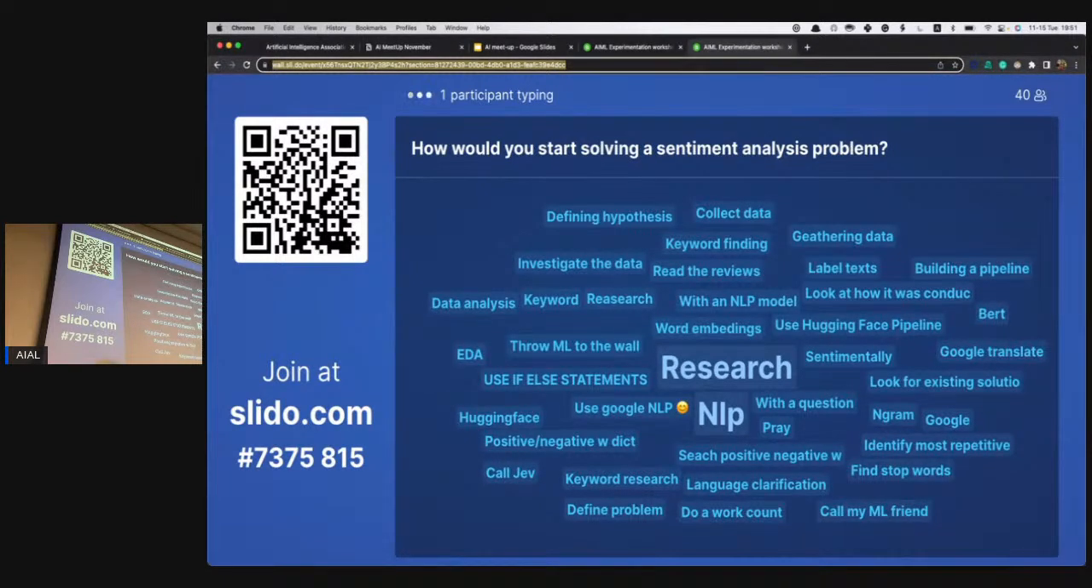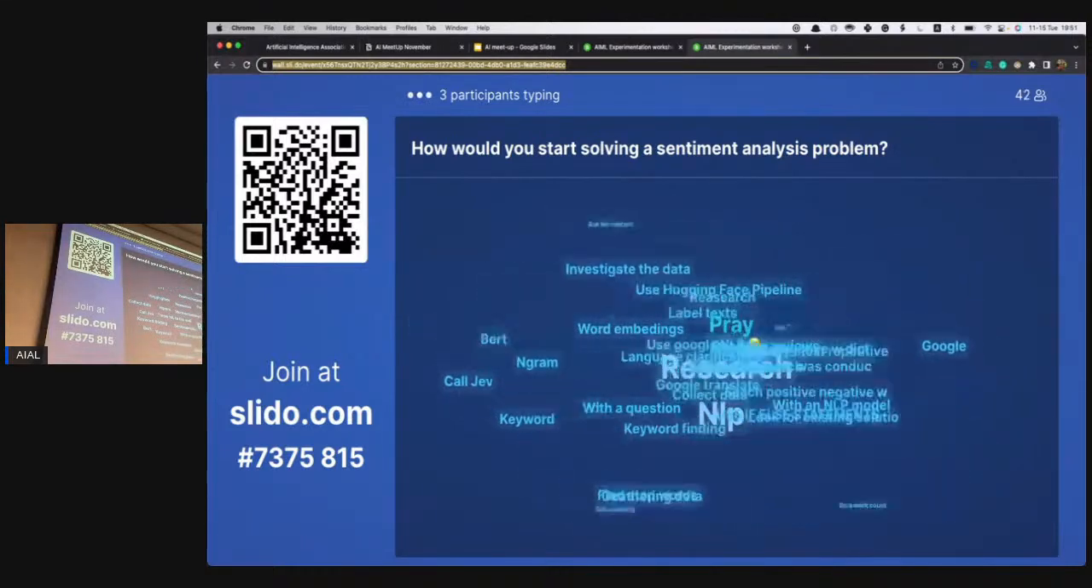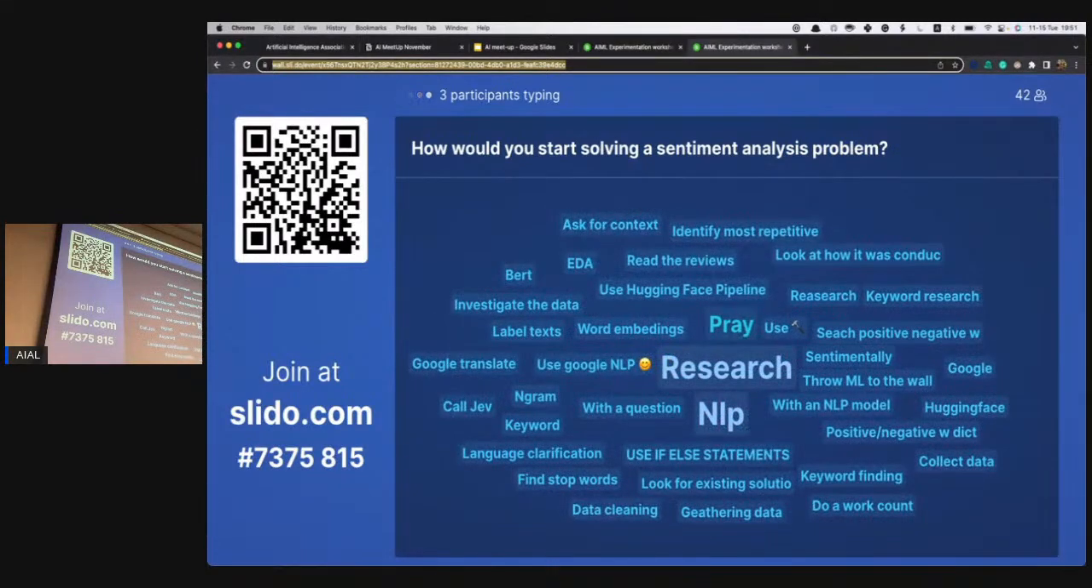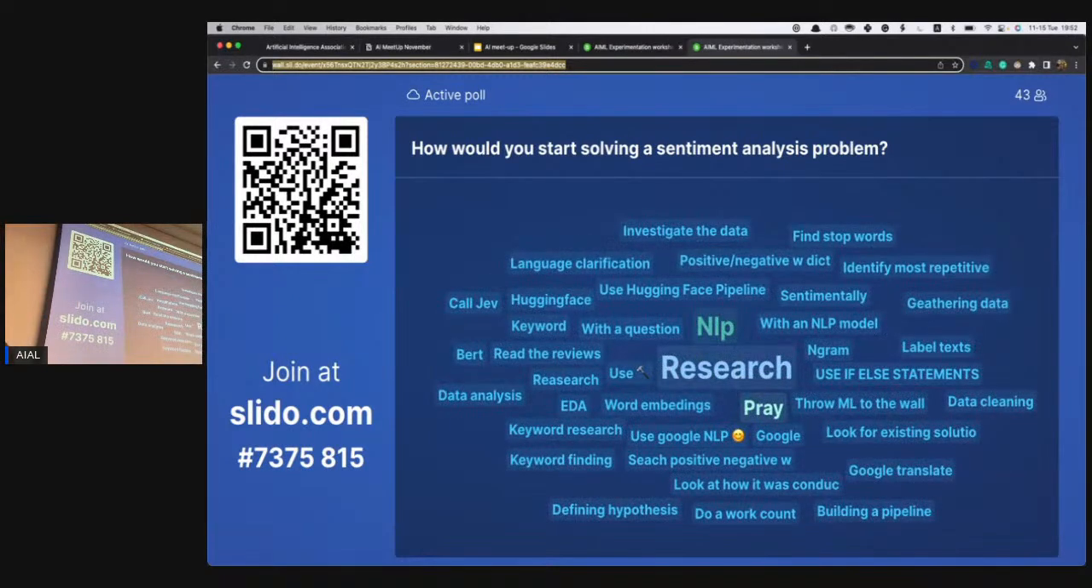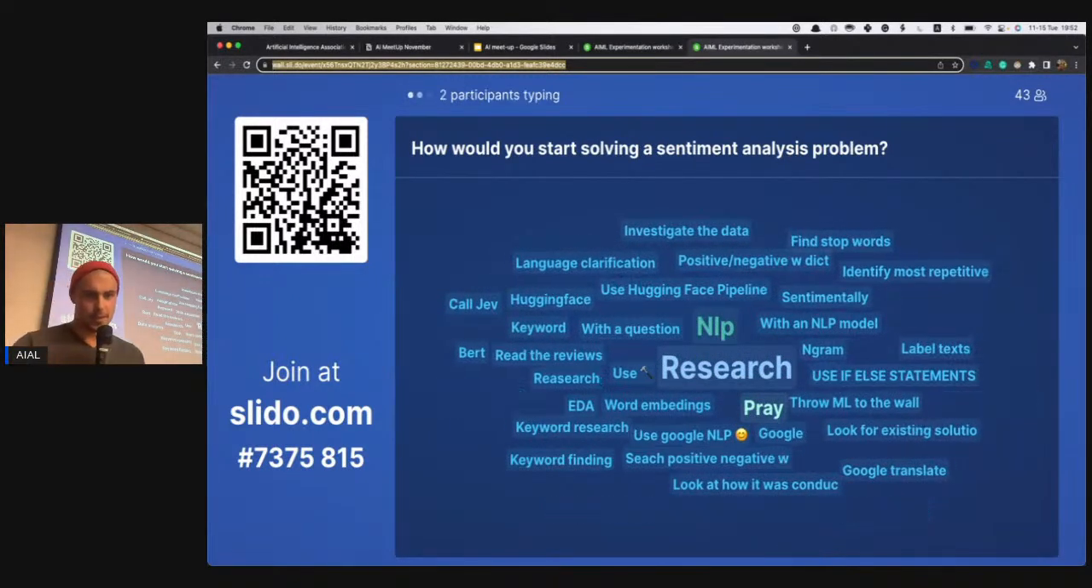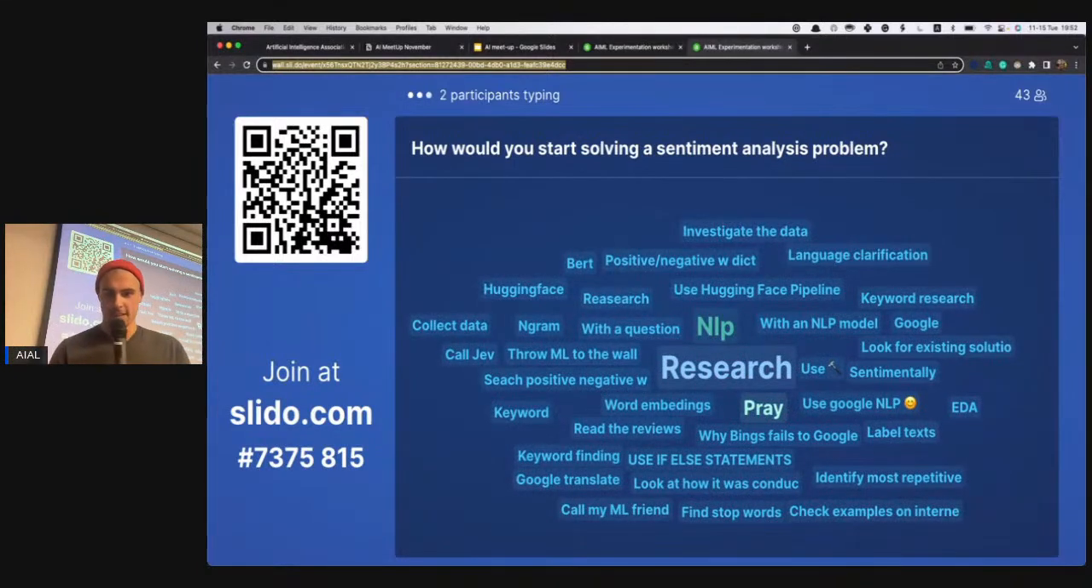I'm really curious, what is research? What do people mean by research? Could someone clarify what they mean by research? Sorry? I didn't write that, but my guess would be by Googling. Googling, okay. All right. EDA, excellent answers. Check examples on internet.